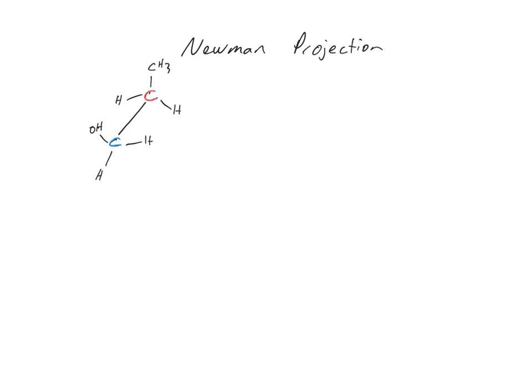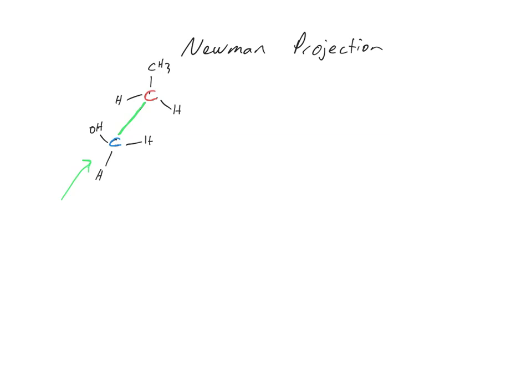Hi class. So what we're going to look at now are Newman projections. So I have a molecule drawn over here on the left. And what Newman projections do is they allow us to look down a bond. So we're actually going to look right down this bond here in green. All right, and what that means is we're going to look as if we're stacking the two carbons on top of each other. So the carbon here in blue and the carbon here in red.